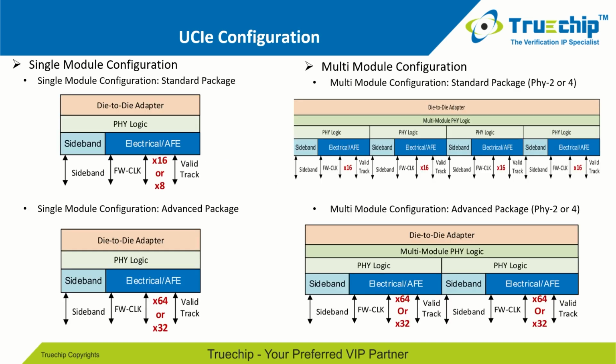So here are the UCIe configurations. This one is the single module configuration for the standard package, which supports the lane width as x16 or x8, and the second one is for advanced package, a single module configuration that supports lane width of x64 or x32. And UCIe also supports multi-module configuration for both the standard and advanced package, where the PHY can be instantiated as 2 or 4.